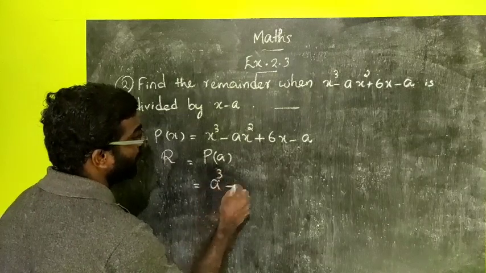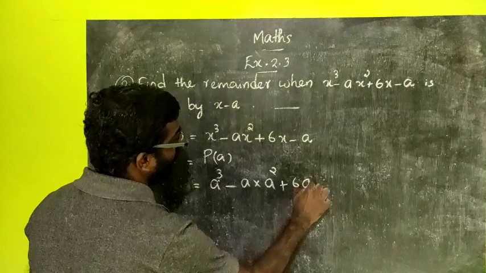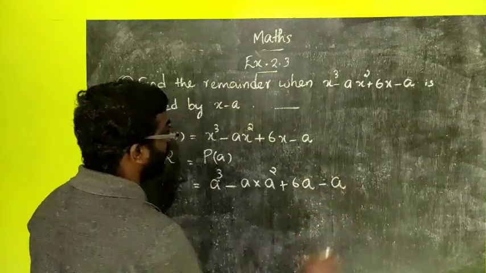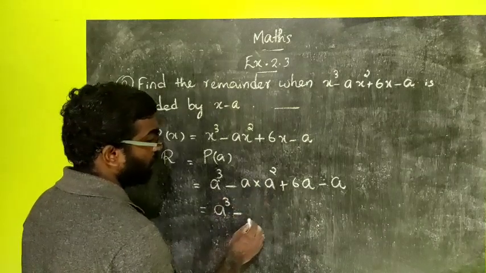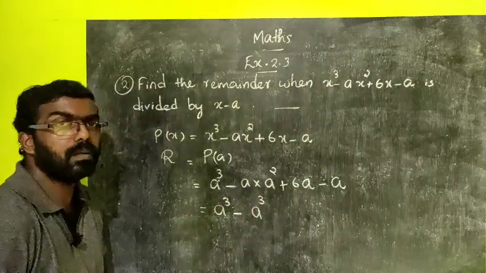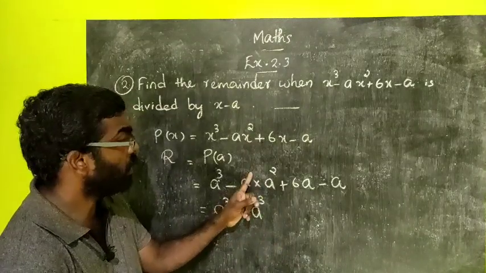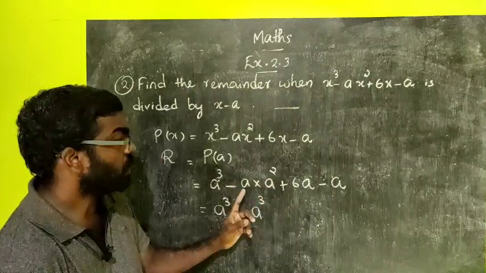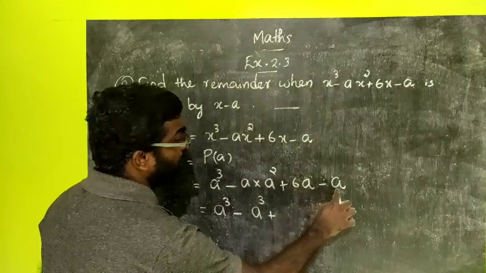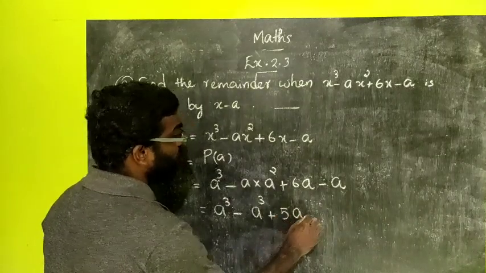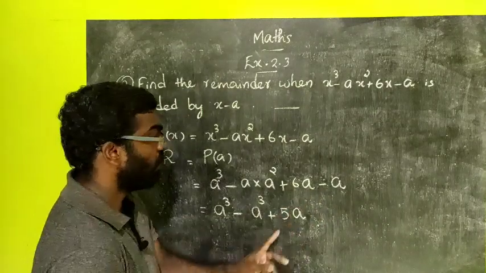So a cube minus a into a square, then plus 6 into a, that is 6a, minus a. Okay. So a cube minus a into a square. a into a square is what? a cube. a raised to m into a raised to n is a raised to m plus n. Here it is 1 plus 2, which is 3. So a into a square is a cube. Then plus 6a minus a. 6a minus a is what? 5a. These are like terms, so we can subtract. 6a minus a is 5a.